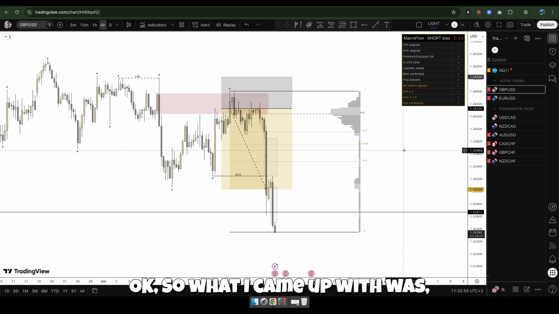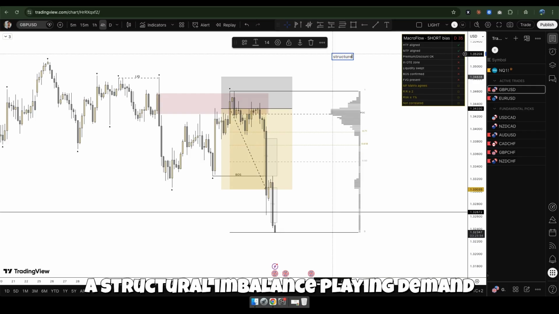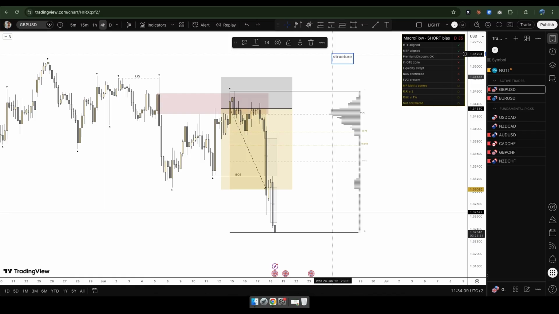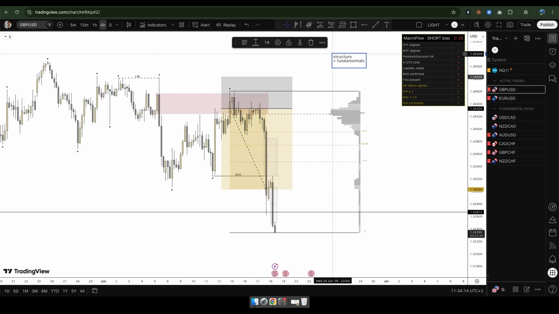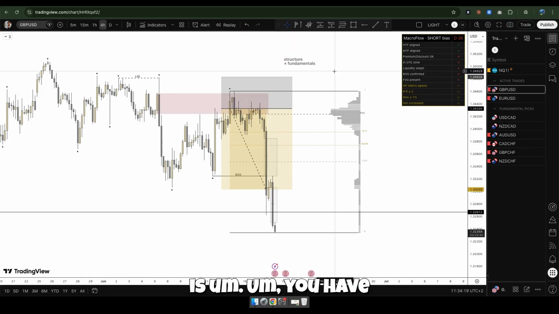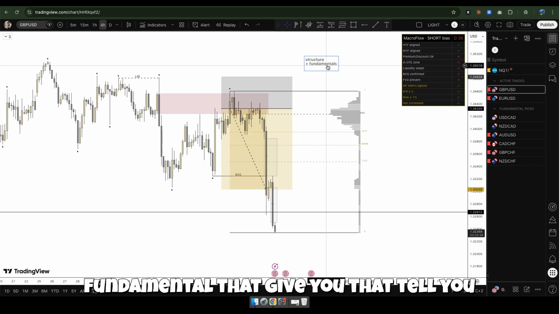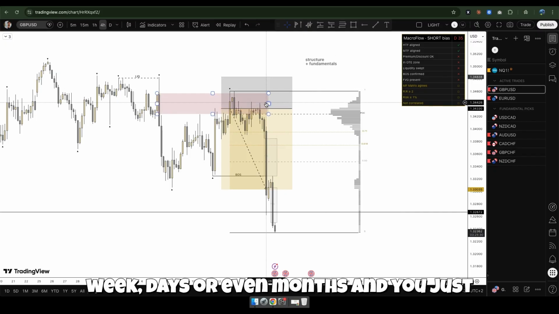What I came up with was structure concepts like break of structure, imbalance, supply and demand, liquidity take, volume, and adding the fundamentals to them. So what this creates is: you have fundamentals that tell you how assets are likely to go for the next week, days, or even month, and you just add simple structure to it.